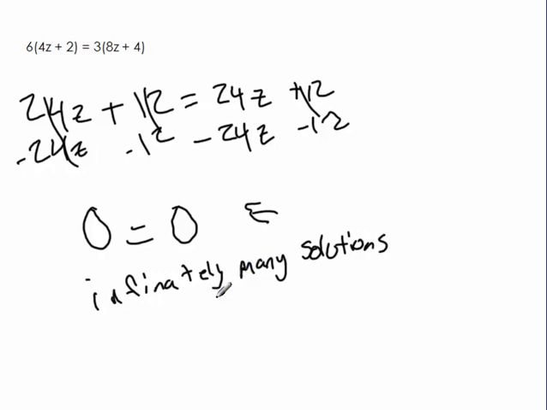And here, whenever we get this, in math, we say that this is an identity. Okay? We will be tested on this word. So the word we use, whenever you get infinitely many solutions, we say that that solution is the identity.